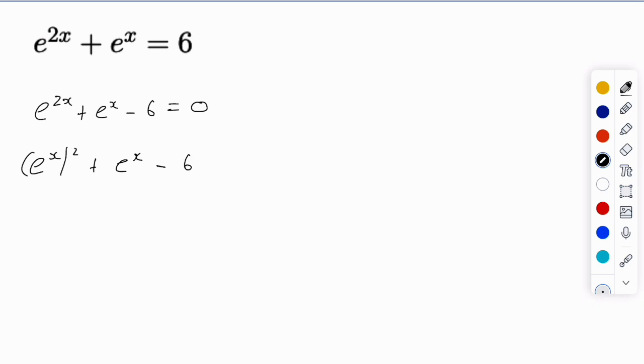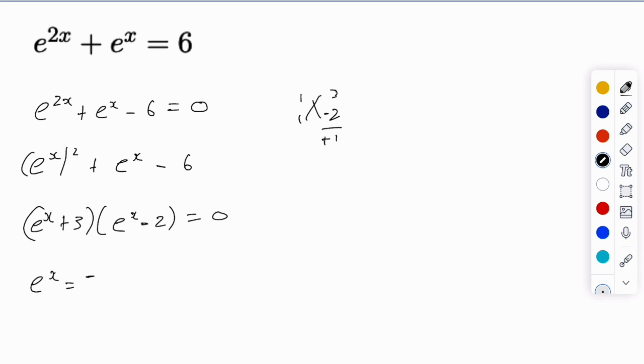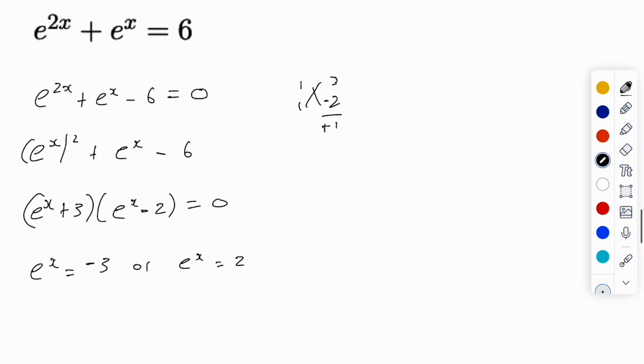So, if you think about it, it's like having x here, so x squared plus x minus 6. Similar kind of concept. So we see factors of negative 6, they get up to 1, so 2. Okay, so we've got (e to the x plus 3)(e to the x minus 2) equals 0. So e to the x is equal to minus 3, or e to the x is equal to 2.